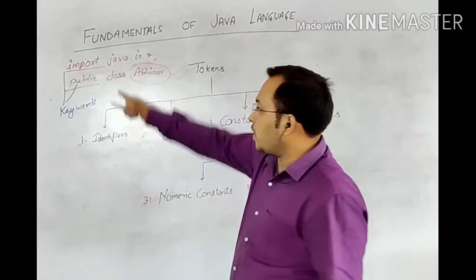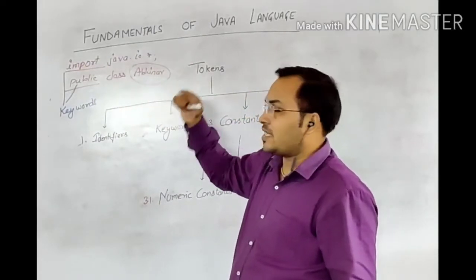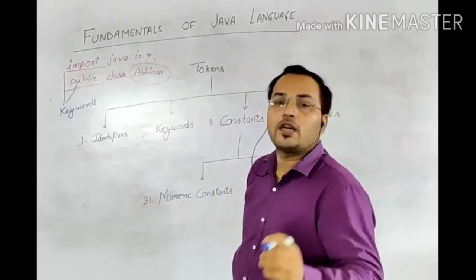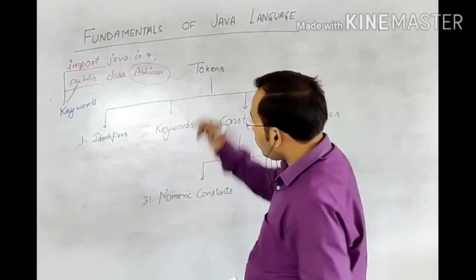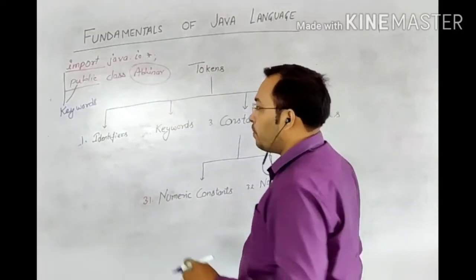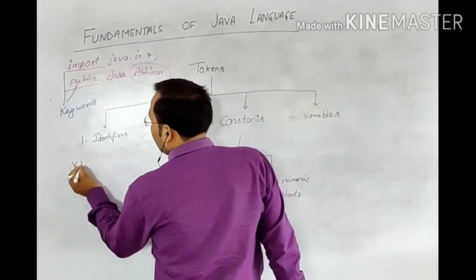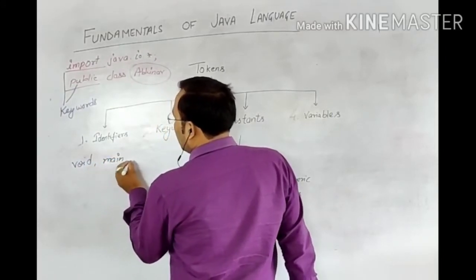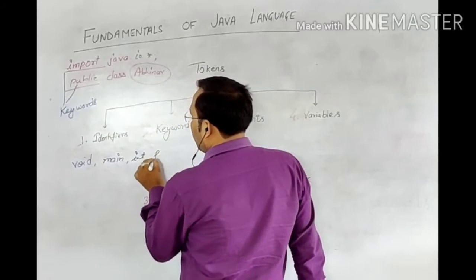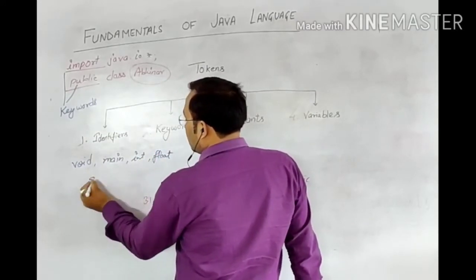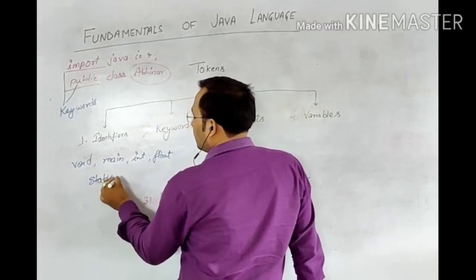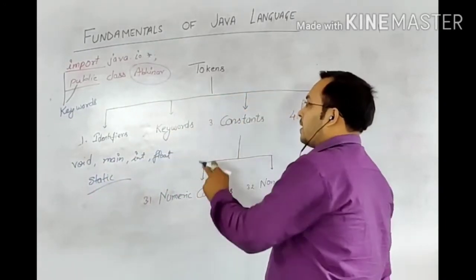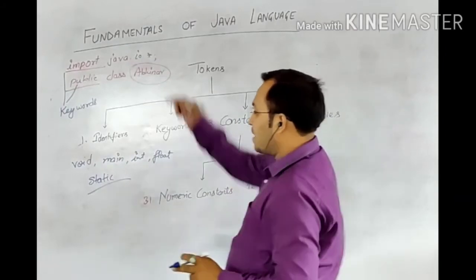Keywords. So that's why you cannot use this as a class name. And keywords, as I told you, are also known as reserved words. Except import and public, there are many keywords like void, main, int, float, static. There are many keywords. So you should avoid making any keyword an identifier.